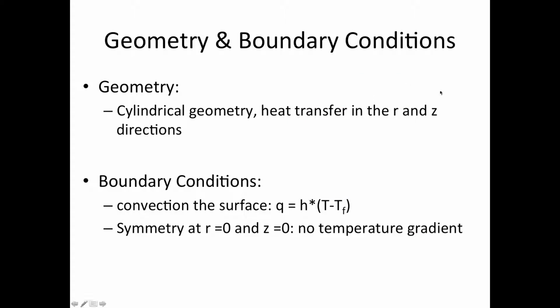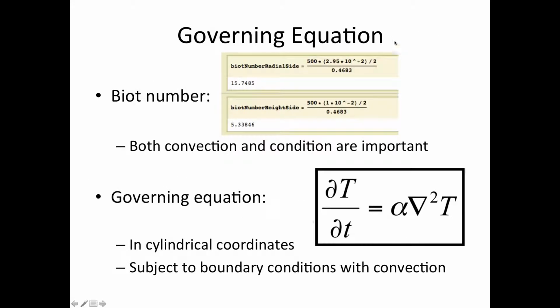So the first thing we want to do is think about our geometry and our boundary conditions. We have cylindrical geometry with heat transfer in the R and Z directions, and the boundary condition is convective heat transfer at the surface, so that's constant heat flux. And then we also have a symmetry condition, which says that at the origin of both the radial and the Z direction there are no temperature gradients. Now if we think about our governing equation, the first thing we want to do is calculate the Biot number for each of these, and we see that both convection and conduction are important. We have our governing equation as well, which is the heat transfer equation in cylindrical coordinates in 2D with those boundary conditions that we talked about earlier.